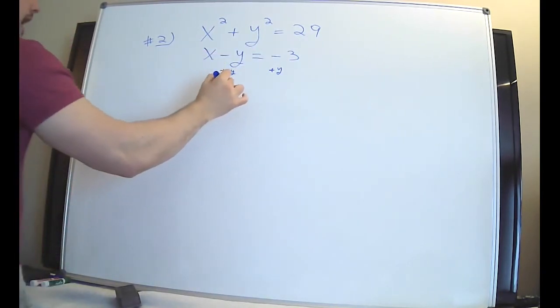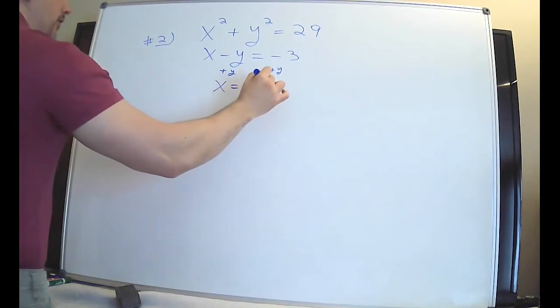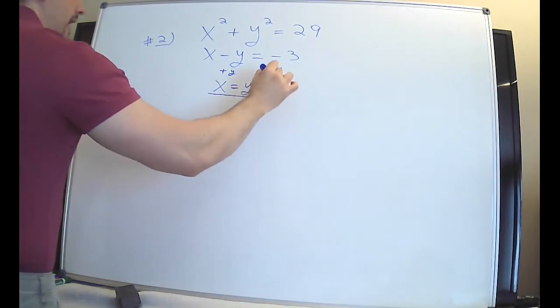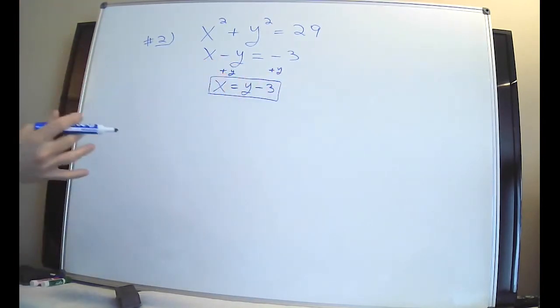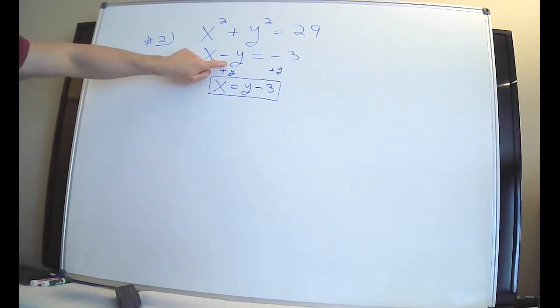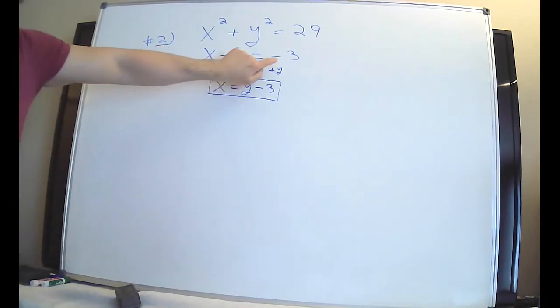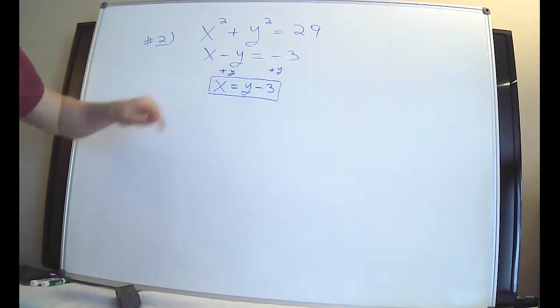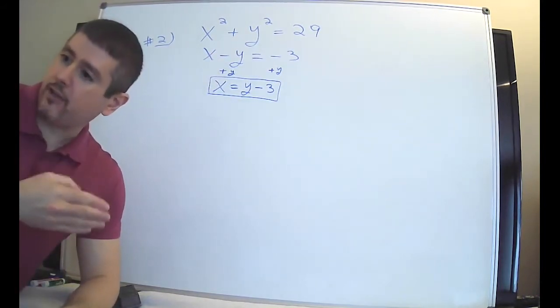Cross that out, and you get x equals y minus 3. That is by far the easier letter to solve for. Can you solve for y? Yes, you can. You can subtract the x over and then divide by the negative 1.